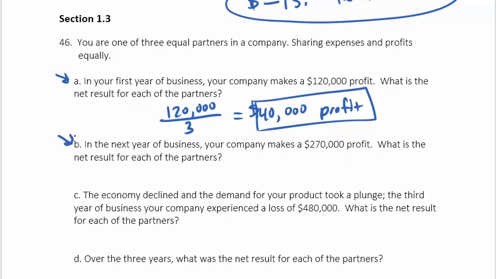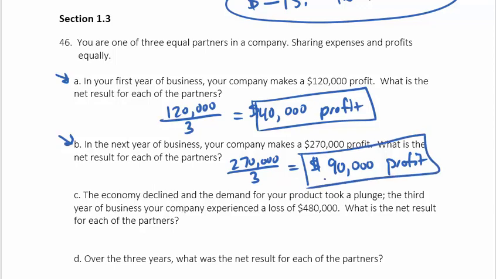All right, part B. In the next year of business, your company makes $270,000 profits. What is the net result for each partner? So again, we're making money here. So I'm taking this $270,000, dividing it by 3, and that's going to give me $90,000 in profit. All right.